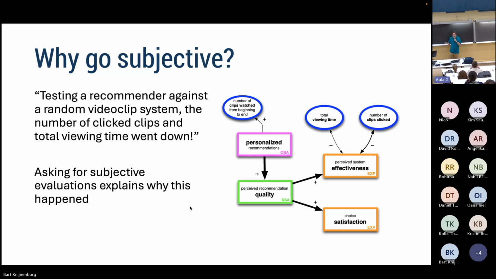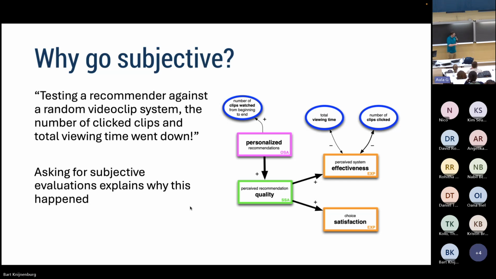The system with the random recommendations was simply a pain to use, right? You click on a clip, I don't like it. I click on another clip, I don't like it. I click on another clip, I don't like it. By the time you get to a clip that you like, you've watched so many video clips already that you've racked up more clicks and more total viewing time than the person in the personalized system who clicks on the clip and likes it immediately.